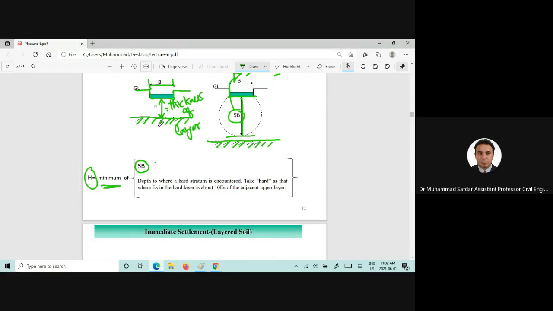Now how can we determine the hard stratum? The hard stratum can be determined based upon the value of modulus of elasticity. For example, if the modulus of elasticity is 10 kilopascal for layer 1, and we are experiencing another layer here, and the modulus of elasticity of that layer is, for example, 100 megapascal, so it should be 10 times the modulus of elasticity of the previous layers.